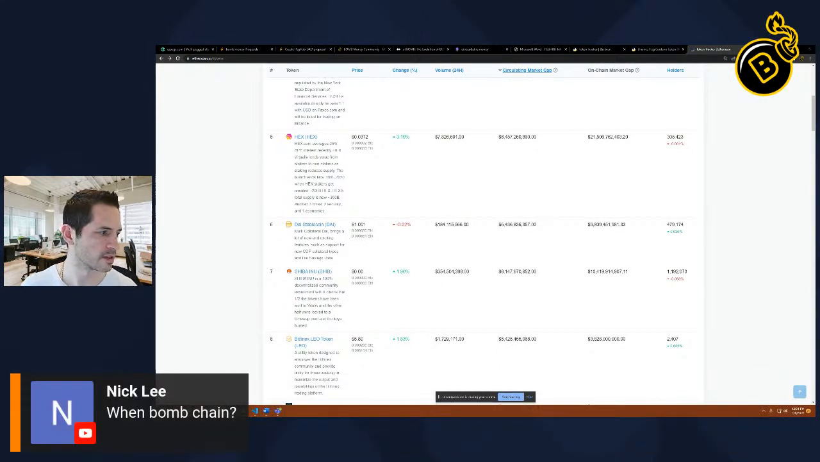When bomb chain, we're gonna do it. I just can't give a date at the moment. We need to figure out the right twist that we can put on it so that it has its own unique competitive advantages, and there's a lot to figure out prior to launching bomb chain.